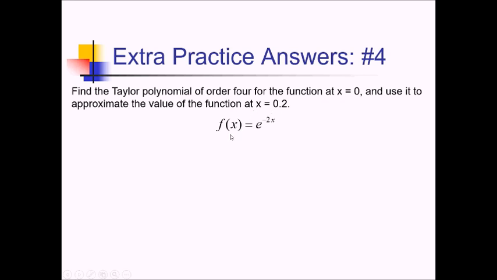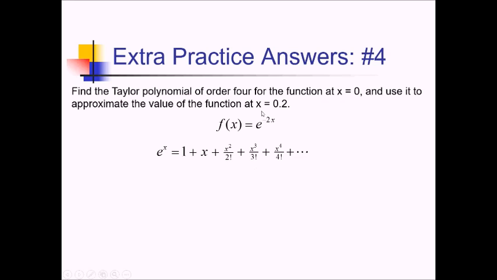And to get that, let me first write the series for just e to the x, Maclaurin series for that. That's going to be 1 plus x plus x squared over 2 factorial plus x cubed over 3 factorial, and I'll go one more because they want a 4th order Taylor polynomial when all is said and done. So we have an x to the 4th over 4 factorial.